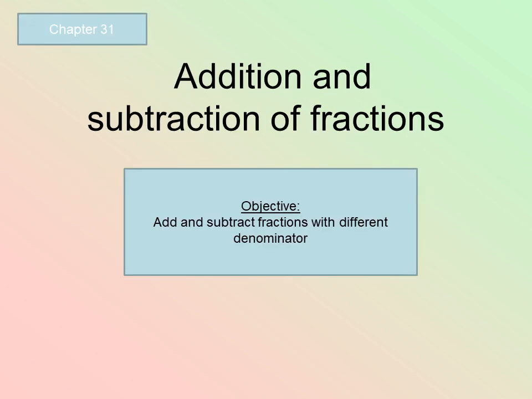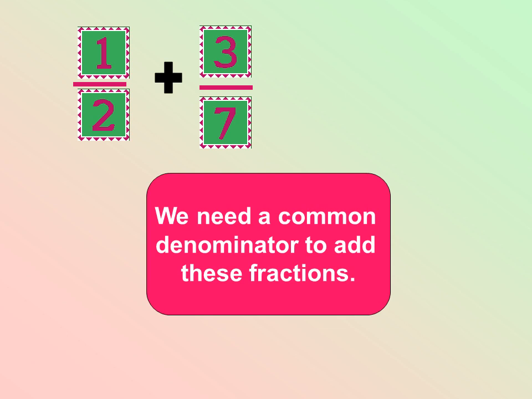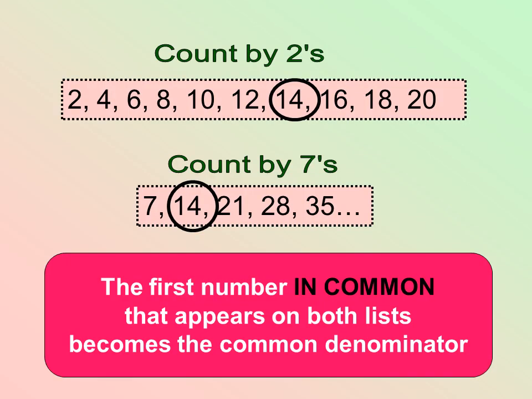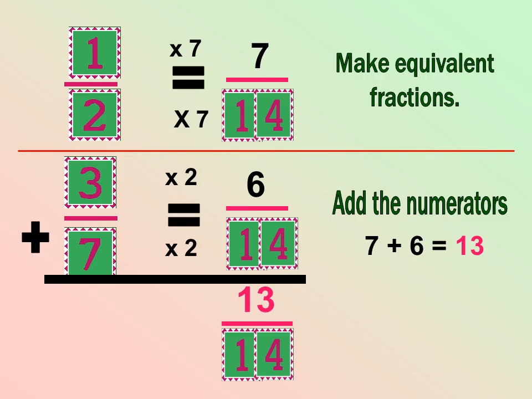And here in chapter 31, addition and subtraction of fractions with different denominators. So here we have different denominators. We need a common denominator to add these fractions. So first step, go on, count by 2. Write the multiples of 2 and write the multiples of 7, then get the least common multiple of 2 and 7, which is 14. 14 is the common multiple between 2 and 7, the least common multiple.